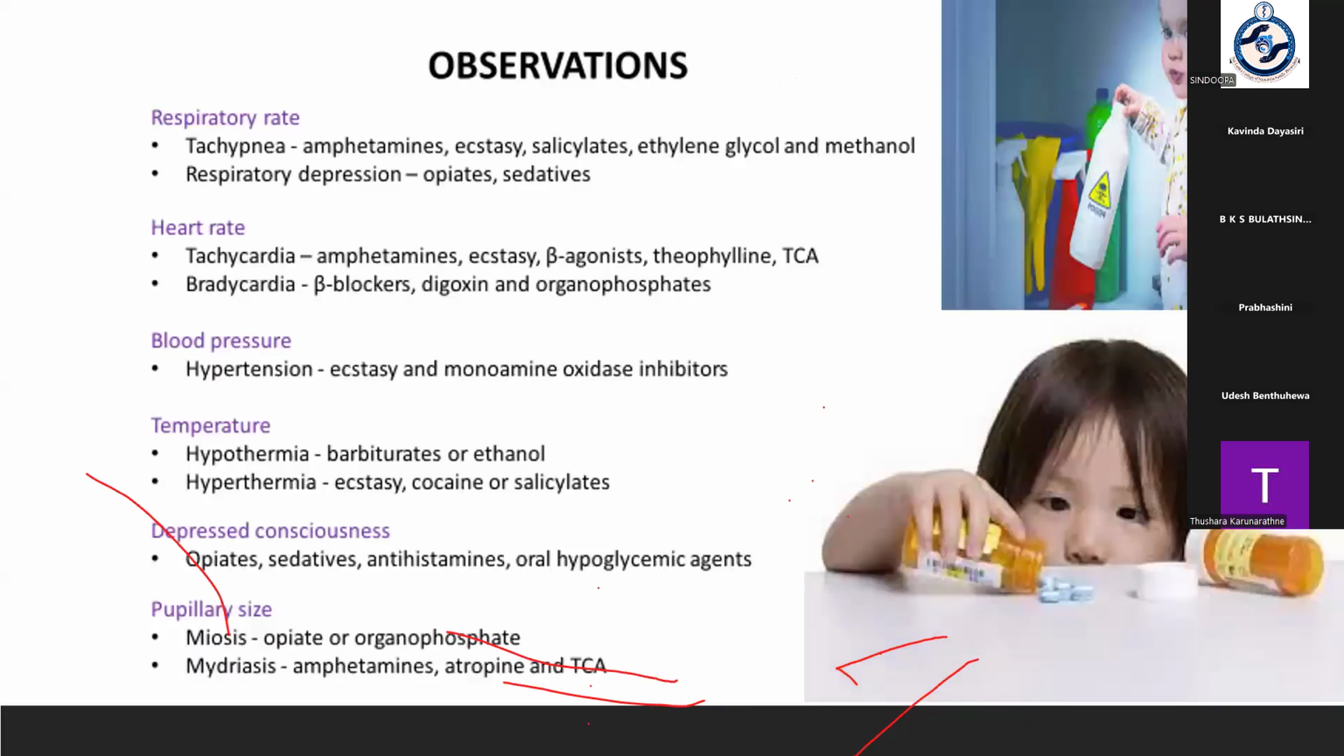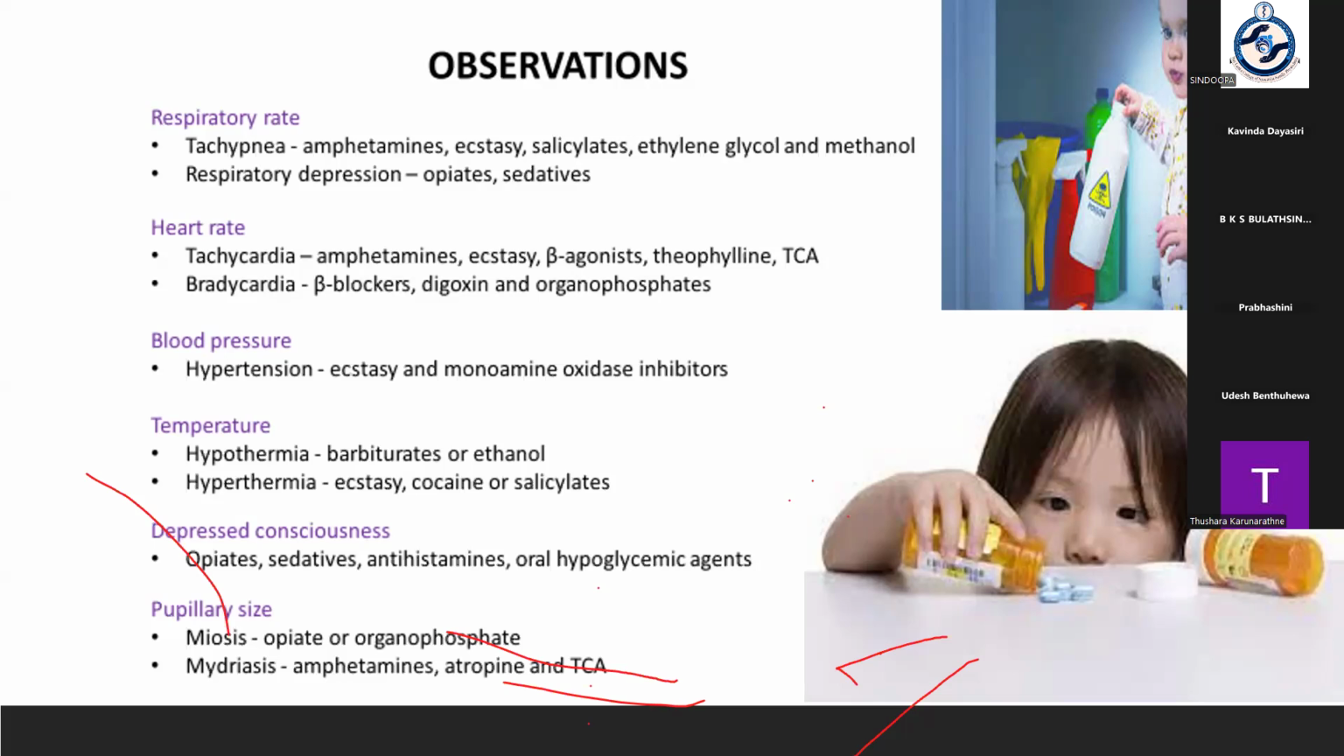And this slide shows how you can make use of your observations to narrow down, right? But we don't need to know all of these, right? That's why there are poison information services, poison information sources. So what you have to do is to record the observations correctly, and then you can look up those information sources and then try to narrow down. For example, if a child is presenting with increased respiratory rate, certain agents like salicylate, glycol, methanol, and recreational drugs can be the cause.